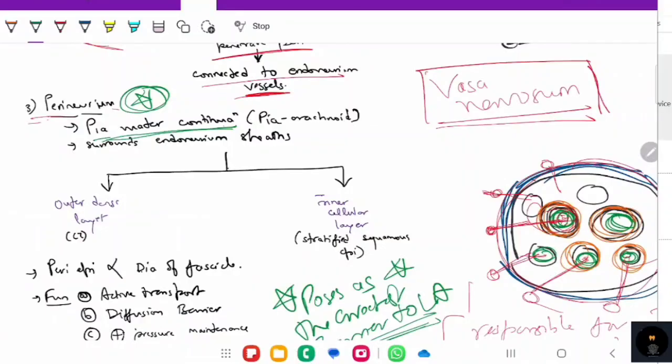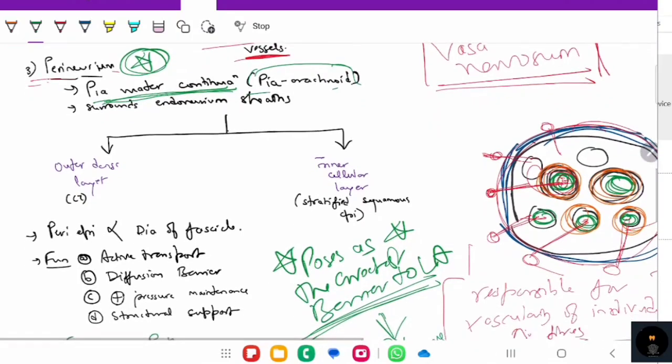So perineurium is nothing but a pia mater continuation. Some people say it as pia arachnoid continuation, whichever way you want to understand. It surrounds endoneurium sheaths. It has two layers. One is outer, second is inner.